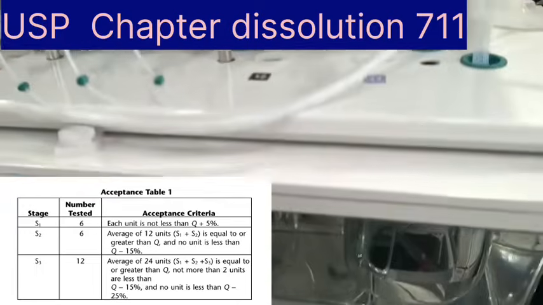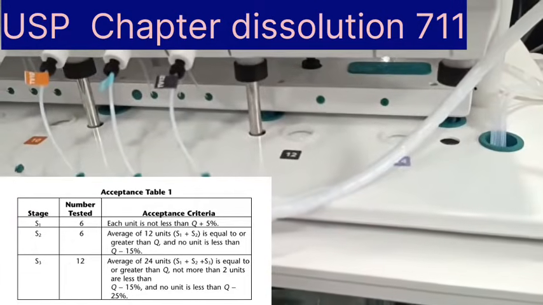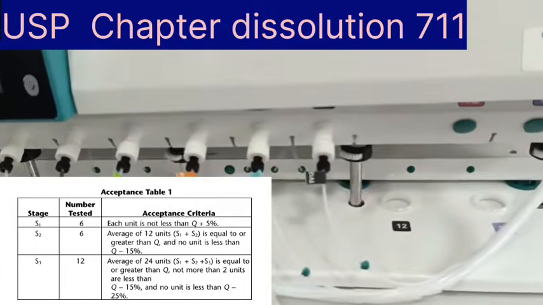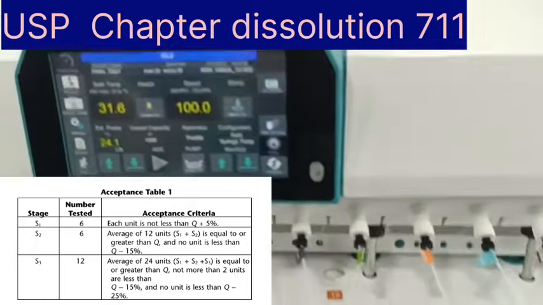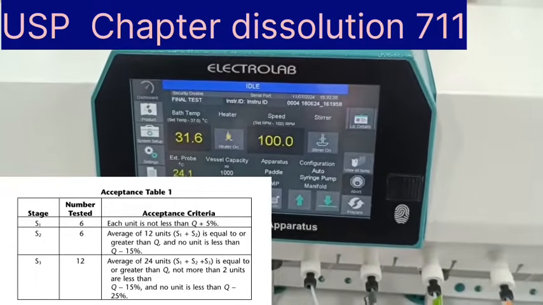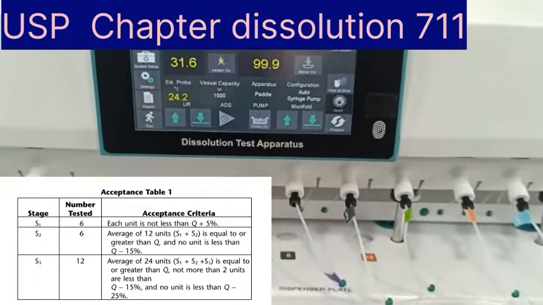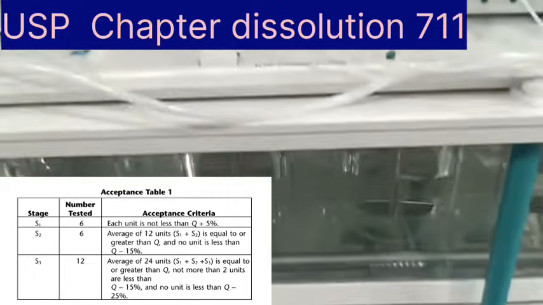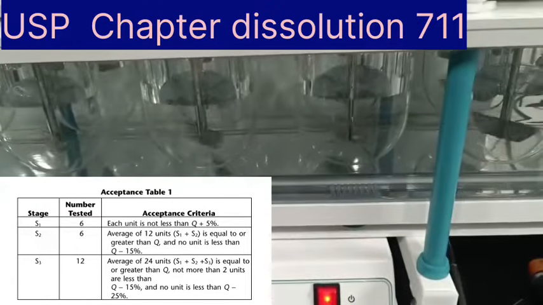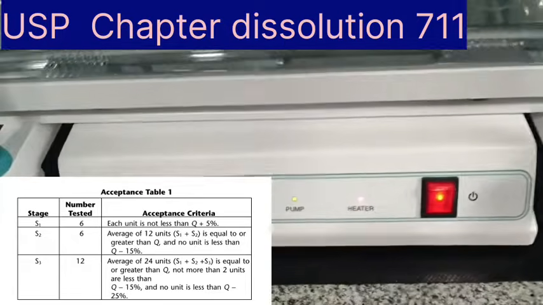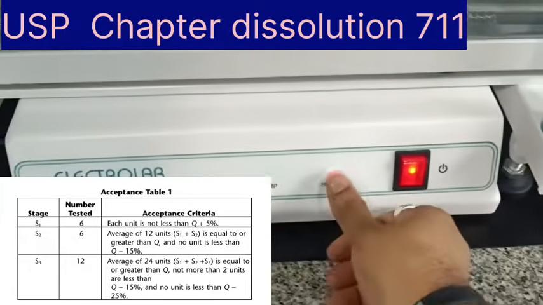An additional requirement is that no unit is less than Q minus 25%. So none of the units should be less than Q minus 25%. As our Q is 85%, 85 minus 25 becomes 60%. So in case none of the units is less than 60%, then I can certainly conclude the product meets the specification at S3 level.